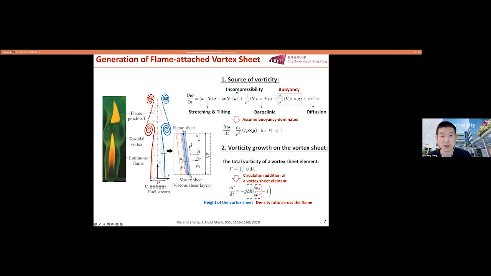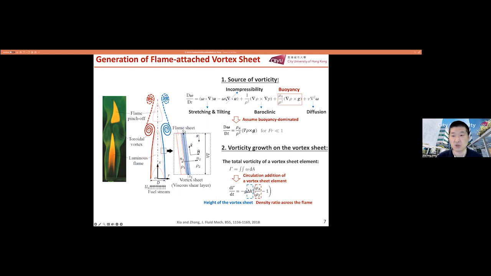You know that the left-hand side is the acceleration, the material derivative of vorticity, and then the right-hand side are the source terms. You can see that the first term is due to the stretching and the tilting, and if the flow is axisymmetric, this term is 0. And this term is 0 because we deal with incompressible flow. And this is the baroclinic term due to the gradient of density and the pressure. And then this is a diffusion term, and this is a buoyancy term.